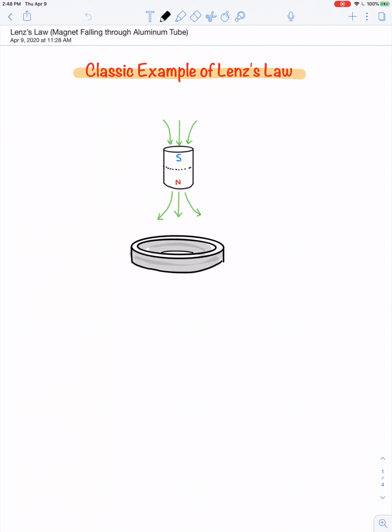In order to illustrate how Lenz's law plays hand in hand with Faraday's law, I want to introduce you to a popular demonstration. It's one of the classic examples of Lenz's law in which you drop a magnet through an aluminum tube. I don't have an aluminum tube, but I do have a picture of an aluminum ring.